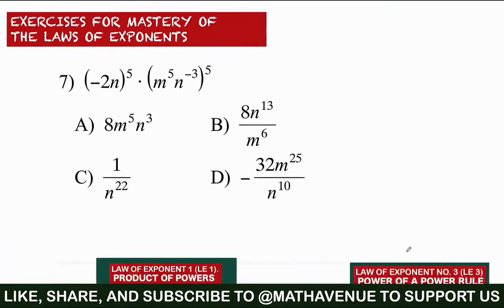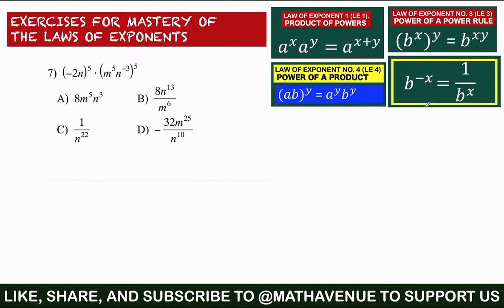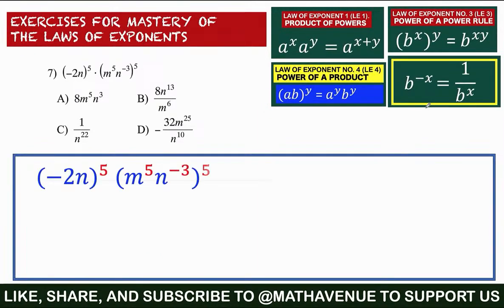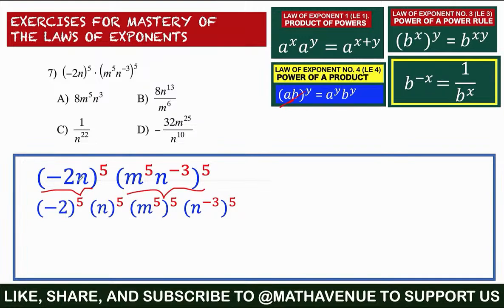Next problem. So in here, we are going to apply these 4 laws of exponents. Let's copy the problem first. For this part here, you have a product raised to an exponent. That is law of exponent number 4. And in here also, this is a product raised to another exponent, which is also law of exponent number 4. Let's apply that law. So this becomes the first factor raised to the fifth, the second factor raised to the same exponent. The same here. This is the first factor raised to the fifth and the second factor raised to the fifth. You have n to the fifth and you have n raised to negative 3 to the fifth.